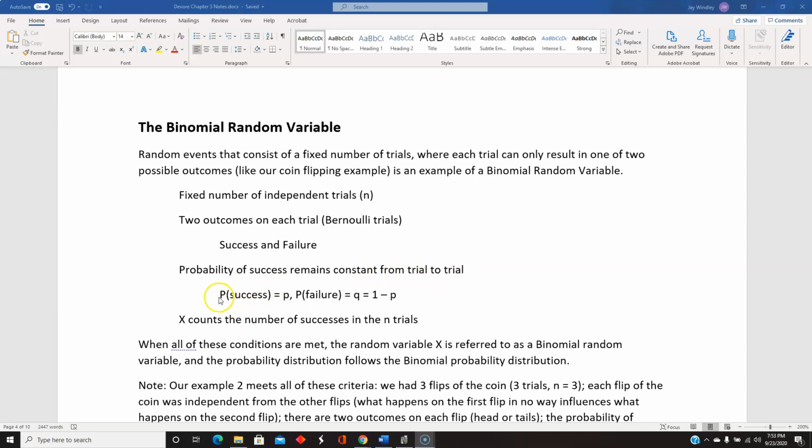And usually the notation for the probability of success is lowercase p, and the probability of failure is sometimes written as lowercase q and sometimes written as 1 minus p. We can write it as 1 minus p because there's only two things that can happen. So the probability of failure has to be the complement of the probability of success, so 1 minus p. And you have a random variable x that is counting the number of successes in the n trials. And when all of these conditions are met, then the random variable x is called a binomial random variable.